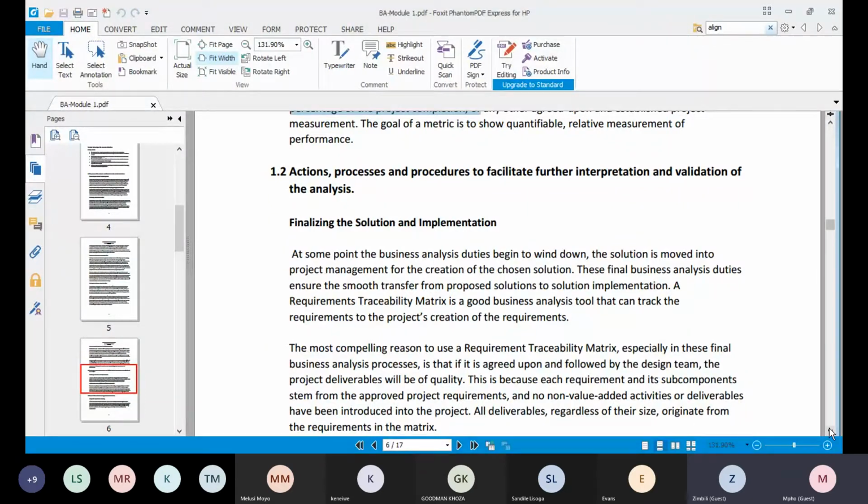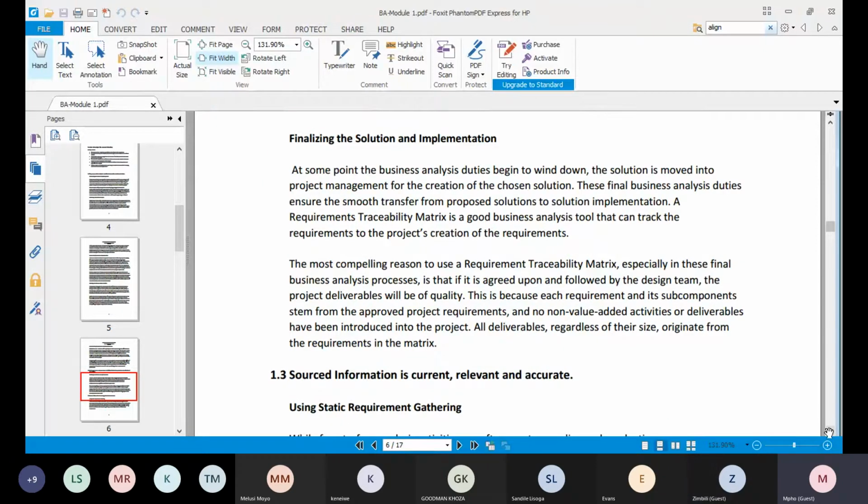Now, finalizing the solution and implementation refers to the final business analysis duties, to ensure the smooth transfer from the proposed solution to implementation. For these final duties, you can use a requirements traceability matrix, and it helps you keep track of the requirements throughout the entire project as well. So yeah, that's it.